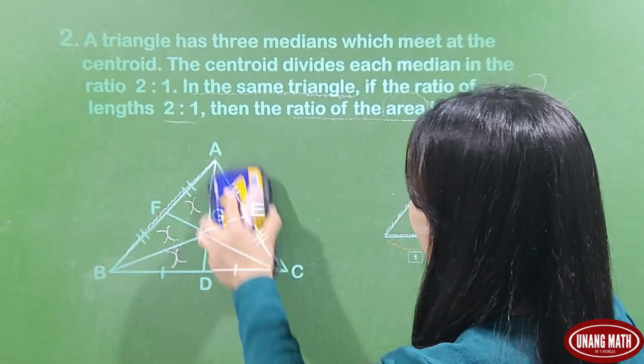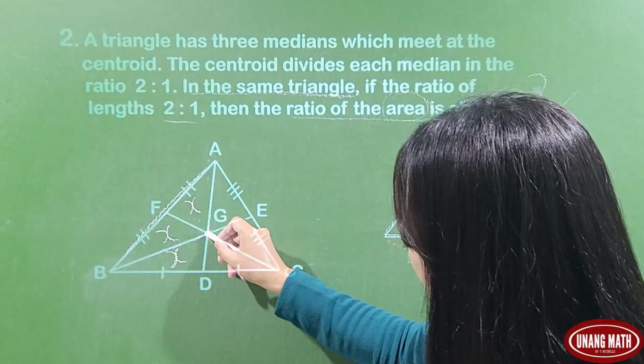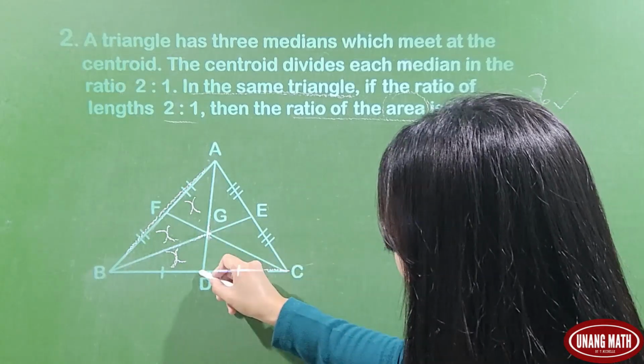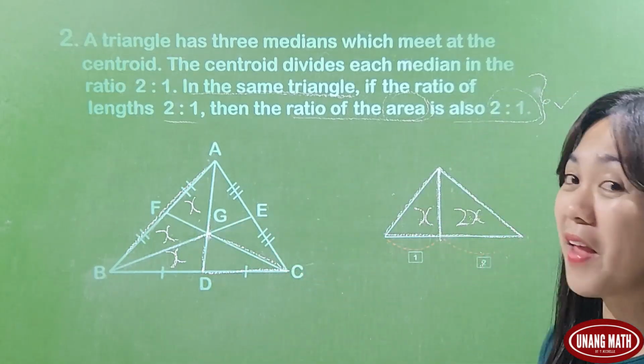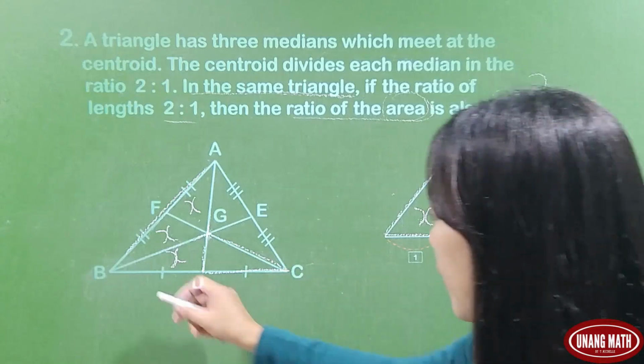Okay, next one is triangle CDG. What would be the area of triangle CDG?